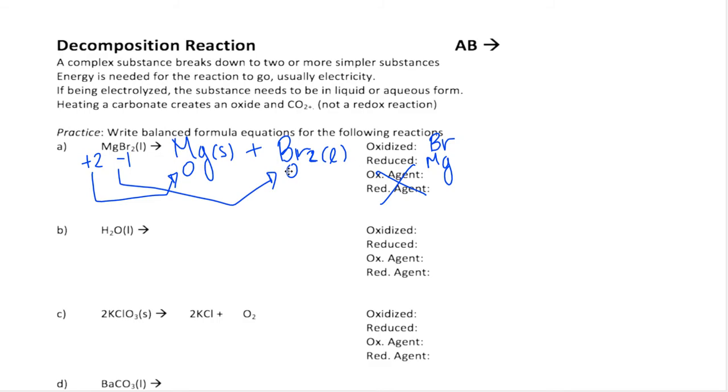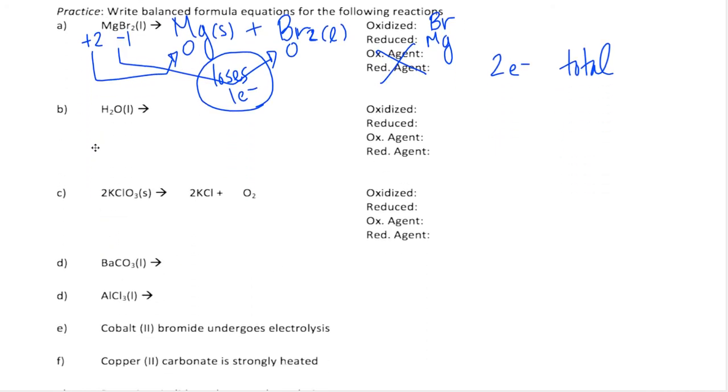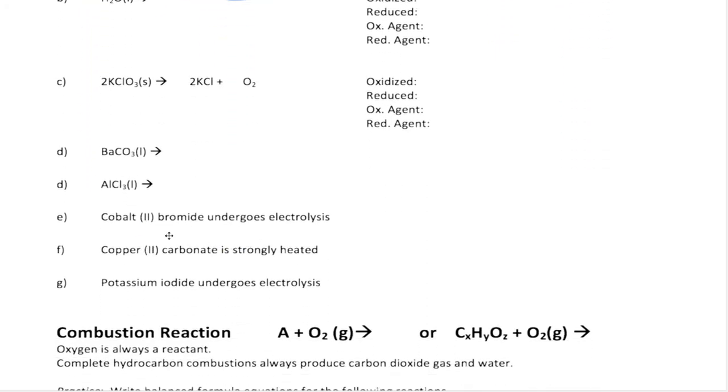Now, how many electrons get transferred in total? Well, there are 2 bromines. Each one of them loses 1 electron. So if you lose 1 electron each, and there's 2 of you, then there are 2 electrons total that are transferred. Try these couple out. We'll do one of them that's a word equation.